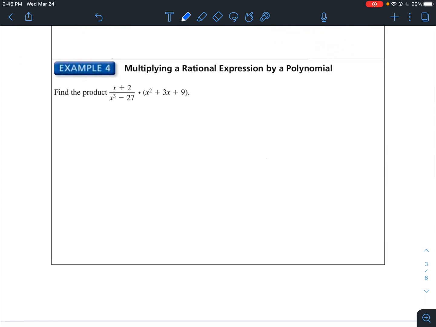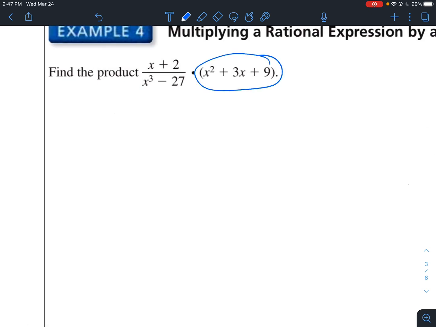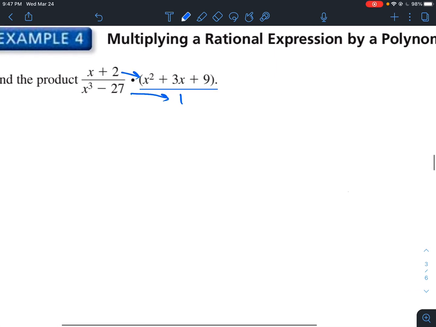Alright, let's do just one more example of multiplying rational expressions. So find the product of these two being multiplied together. Now, this is a rational expression, but this is not. But we can write it as a rational expression by saying that it's being divided by 1, because anything divided by 1 is itself. And so in this case, again, you can just use the property where you multiply straight across.